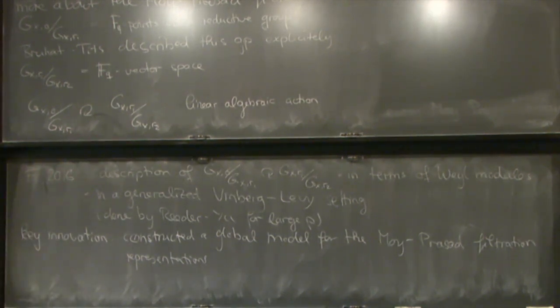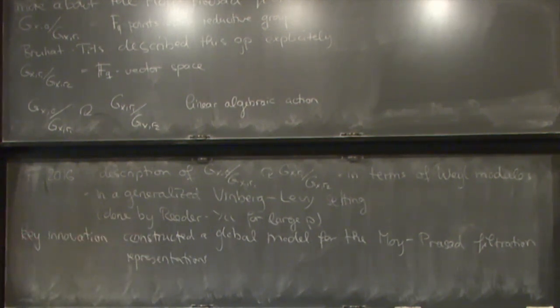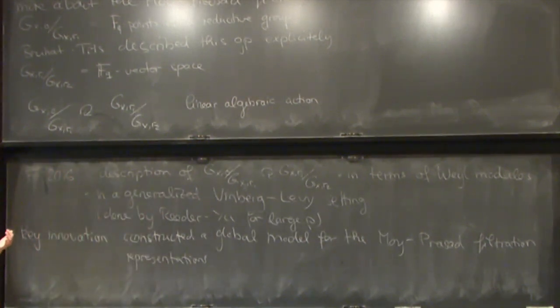Well, do you need p to be bigger than the Coxeter number? No, so that's what Reeder and Yu do. They need it more precisely. So the Vinberg-Levy setting means you have a group with an order m automorphism acting on it, and the Lie algebra decomposes into m spaces, and you pick out one of the spaces. And for this, you want p not to divide the order m of the automorphism, because otherwise all the things don't work. You don't have m-th roots of unity inside F_p if p divides m.